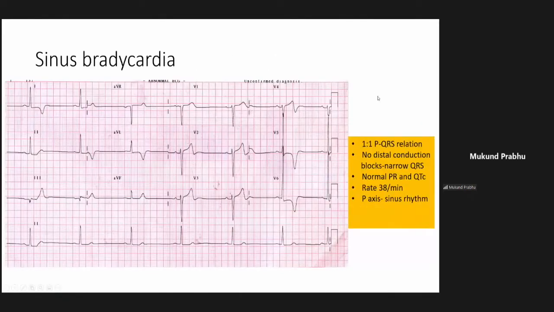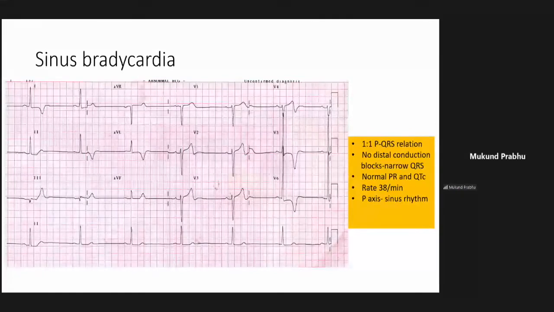In sinus bradycardia, we have P followed by QRS with a normal PR interval, which is 120 to 200 milliseconds in adults. Usually there are no distal conduction blocks and the QRS is narrow. And if there is a distal conduction block, we should also describe that it's a sinus bradycardia with so-and-so, like RBBB or LBBB, or if it doesn't fit into either, we should call it intraventricular conduction defect, IVCD.